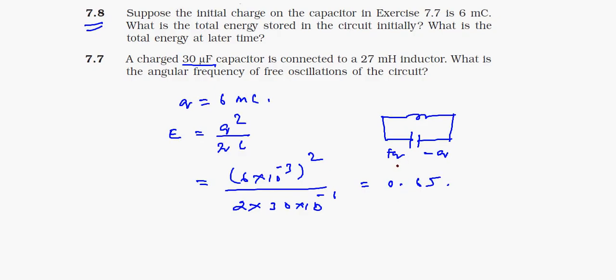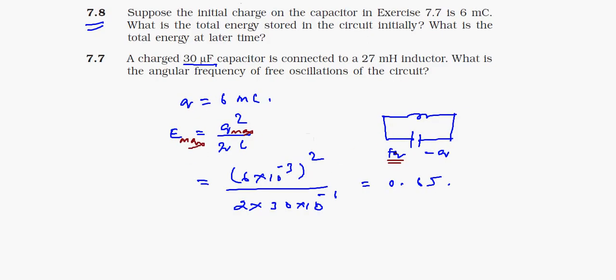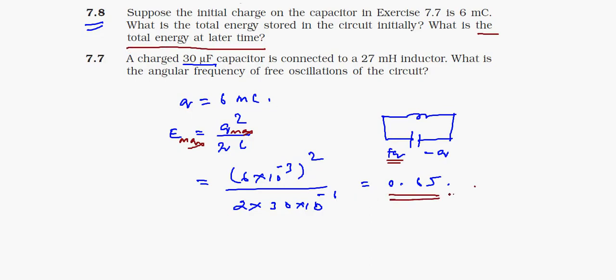This charge Q is the maximum charge on the capacitor, because as time passes, this charge Q goes on decreasing. So when this Q is Q max, this energy is the maximum energy. As time passes, this energy gets converted into the energy in the inductor, but the total energy remains constant as there is no loss of energy. So the total energy at later time remains the same, that is 0.6 joules.